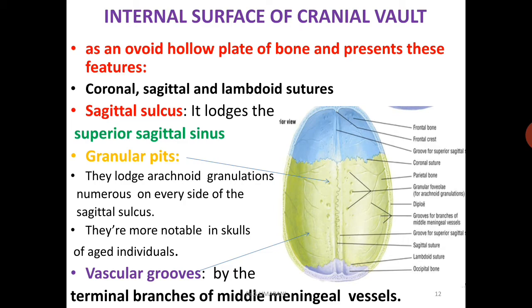The brain is covered by three meninges: outer dura, middle arachnoid and inner pia mater. The middle layer, the arachnoid layer, has the granulations. These granulations lie on either side of the sagittal sulcus. They are more notable in skulls of old age. Along with that, there are vascular grooves made by the terminal branches of the middle meningeal vessels. So the internal surface of the cranial vault has the prominent sutures, granular pits and vascular grooves.